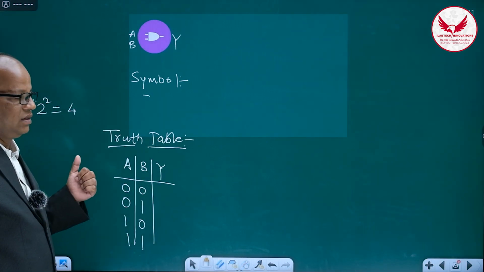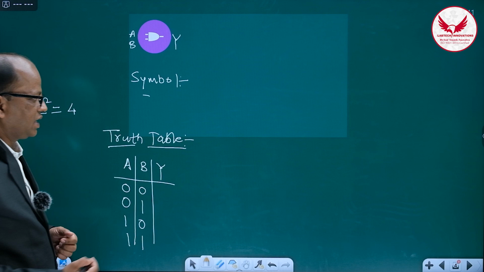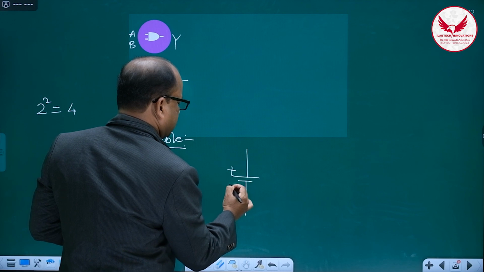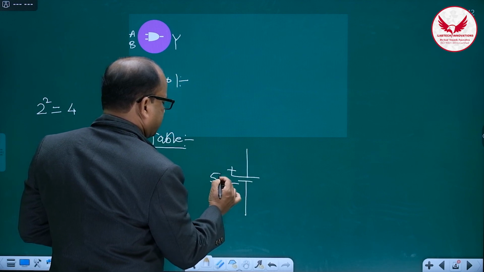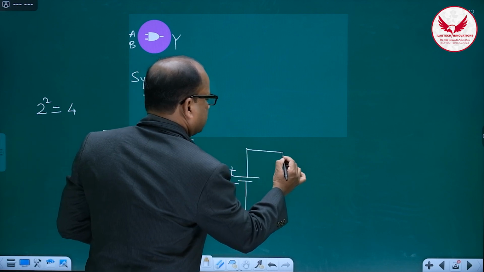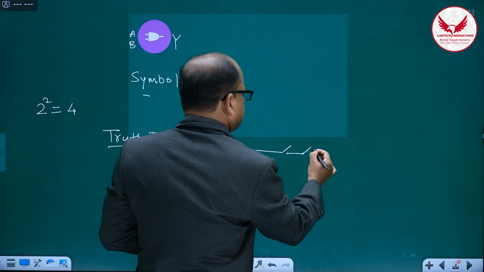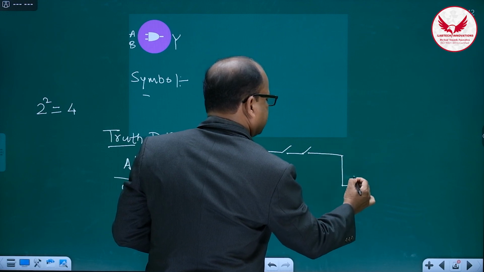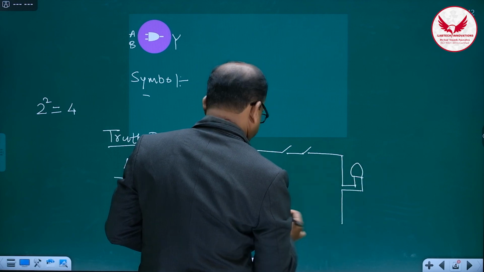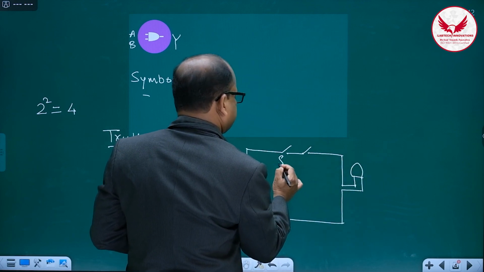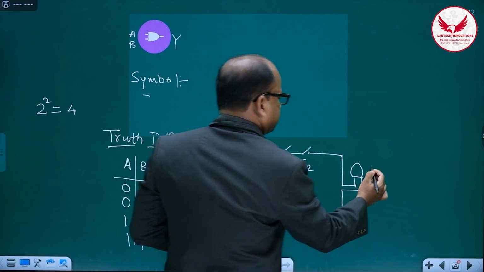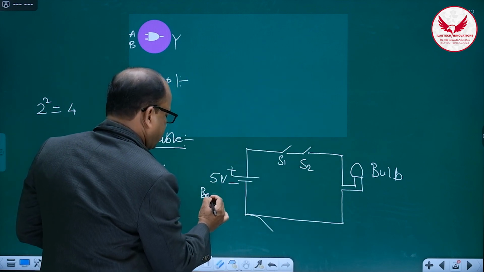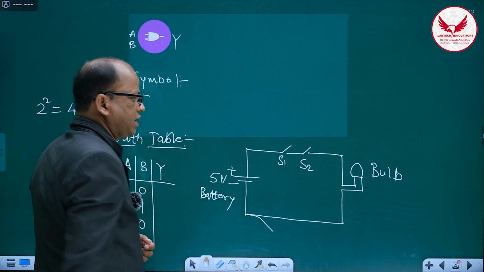If we go for its circuit diagram, I connect the power supply, plus 5 volt, this is plus and this one is minus. Then the 2 series connected switches are there, and here we connect an LED, or one can say a bulb. This is the switch S1 and this is the switch S2, and this is the bulb, and this is the 5 volt battery connected as the supply.